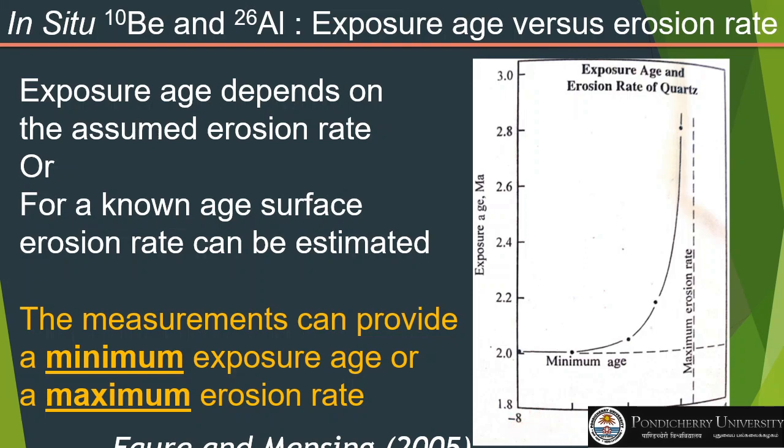For a very low erosion rate, for example, this is a logarithmic scale, so it is 10 raised to minus 8 centimeter per year and 10 raised to minus 7 centimeter per year, you are not changing the exposure age for a given measurement of the cosmogenic radionuclide concentration in that sample. So whatever you measured in the particular sample, if you assume or know the erosion was very slow, like 10 to the minus 8 or 10 to the minus 7 centimeter per year, then your exposure age would be almost 2 million years.